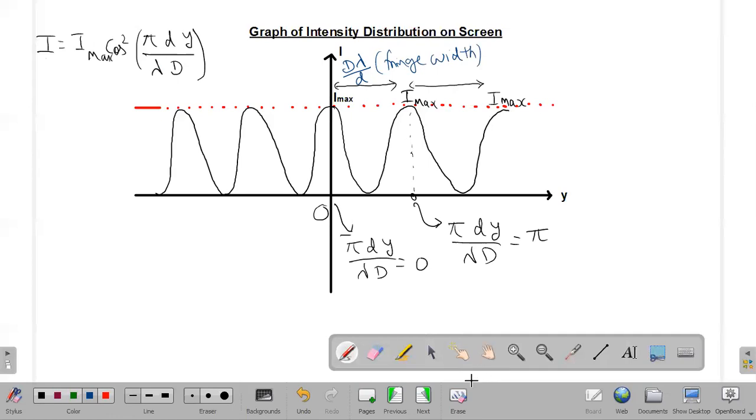So this is how intensity distribution is plotted or obtained in the two-slit experiment. Now the same theory will be implemented for the three-slit experiment.